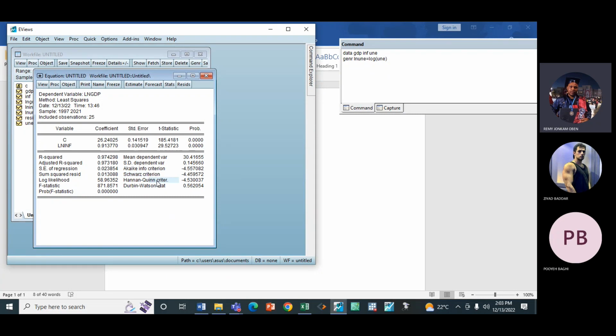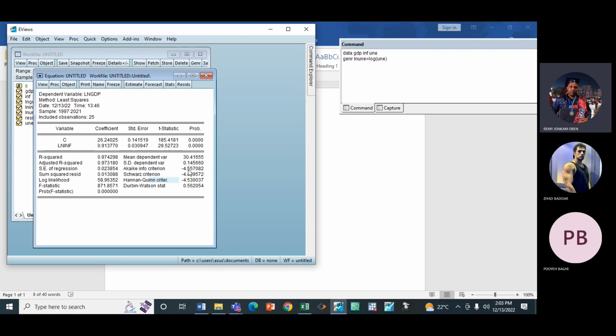Okay. These other things here, Akaike information criterion, Schwarz criterion, Hannan-Quinn criterion. On their own, they are not too useful, but we use them to compare models. Let's assume that we have this model, and let's say we have a second model, and you are trying to compare the two models, which one is better? Of course, you can compare them with R squared, you can compare them with all other things, but we can also use these three criteria to compare two models.